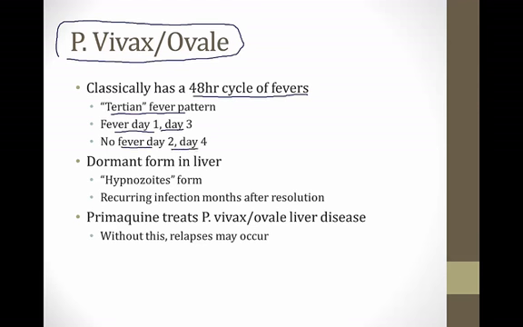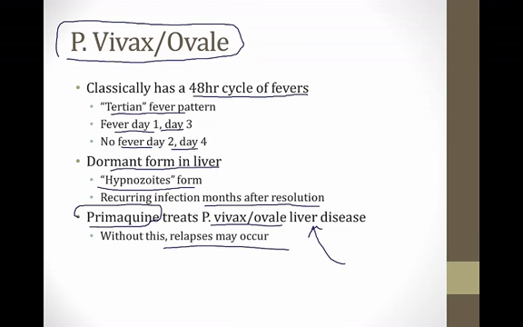And a very important thing to remember about infection with these two types of Plasmodium is that they have a dormant form in the liver. They have a form called the hypnozoite form, which can live in the liver for a long time, and people can have recurring infection months after resolution. It's for this reason that people with malaria are almost always treated with primaquine, because primaquine is the one drug that treats Plasmodium vivax and ovale liver disease. It doesn't treat the active form in the red cells, but it does treat the liver form. And so if you fail to give someone primaquine, then they'll have a relapse many months later because that dormant form was sitting in the liver and has reemerged.